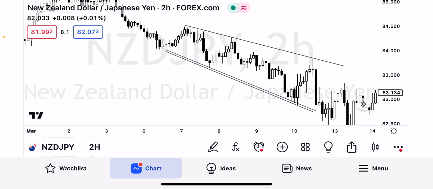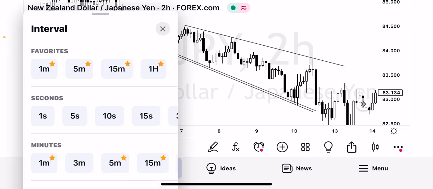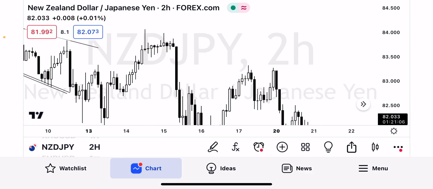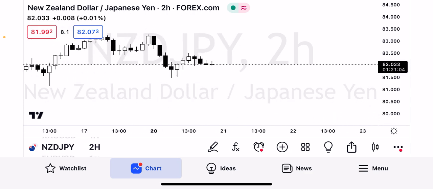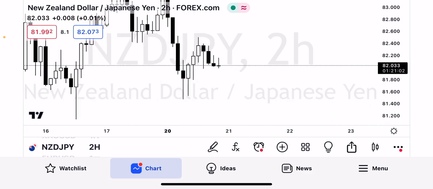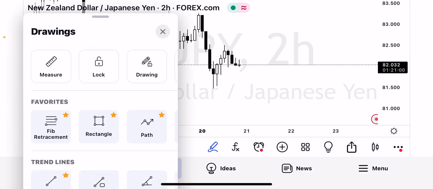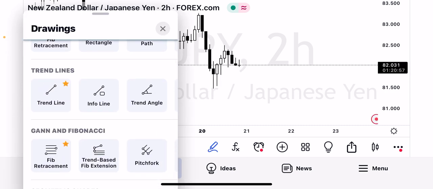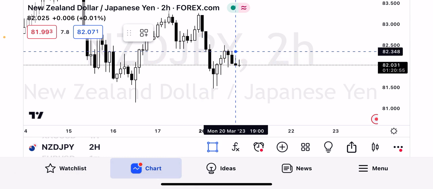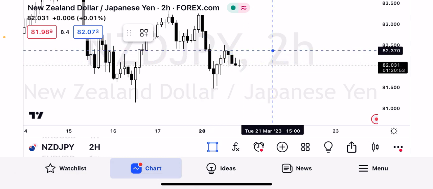Anyways, let's talk about how to use the tools. Let me just recap a little on support and on this time frame. Look at this one day. Let me quickly mark this out. This is the one day. Look very well. This is a triangle.